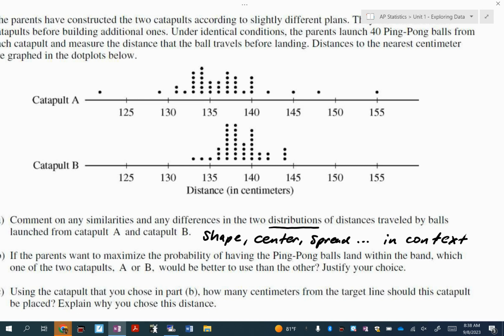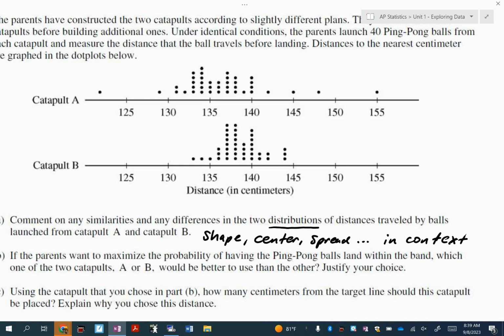If I had to pick one that was more roughly symmetric, I would say catapult B is probably unimodal and roughly symmetric. I still think catapult A is probably unimodal, but what's my concern about catapult A? It's limited to the gap. Okay, there's some gaps, and usually if there are gaps, you see this one here at like 122 centimeters and 155. What do I think those could be? Those could be outliers. So in my answer for shape, I would say that catapult A is unimodal, but maybe some gaps, as Taylor said, and possibly some outliers.